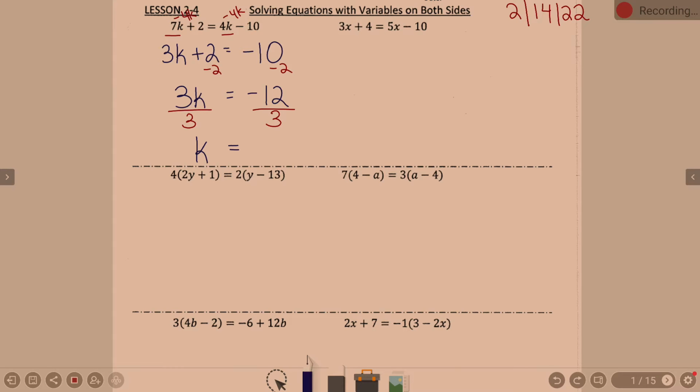So what's 12 divided by 3? 4. And what's a negative divided by a positive? A negative. So we get k equals -4. Seems like you guys remembered a little bit of what to do there.